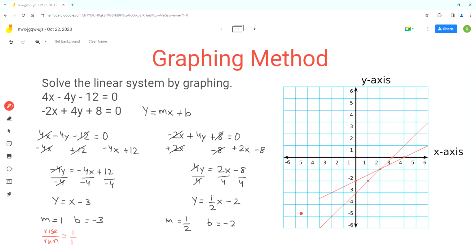Now the solution for this linear system is the point where these two lines cross each other, and that is this point. And the coordinates of this point are 2, -1. So that's the solution for this linear system. So I'll write it again here. So 2, -1. So we always write the x number first and then we write the y number.